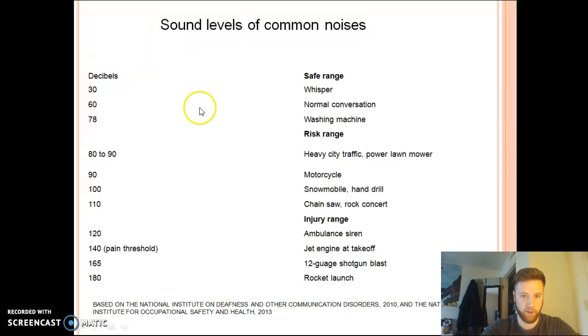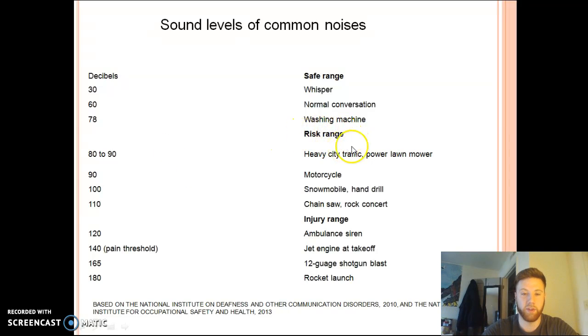So on this side we have different sound levels and their common noises. As you can see over here, you have what's known as a safe range, and here are your decibels over here. Decibels anywhere from 30 to 78 would be your safe range, and that's anything from a whisper to light machine washing or normal conversation.